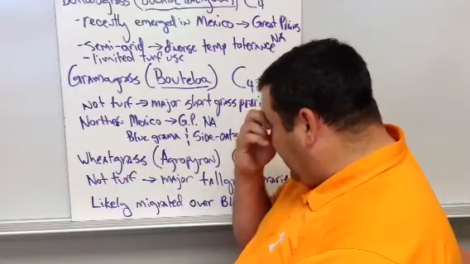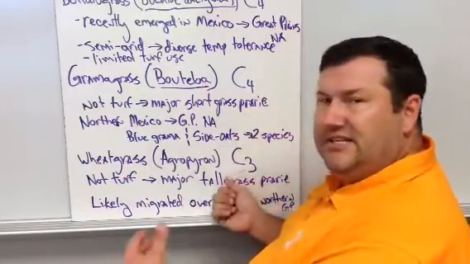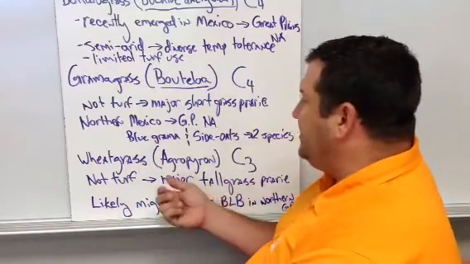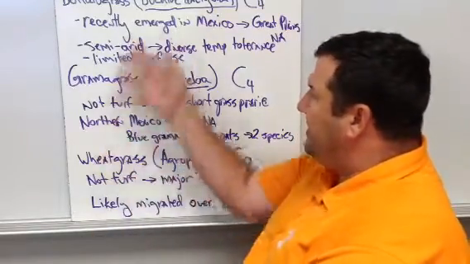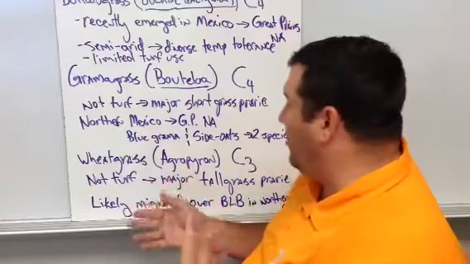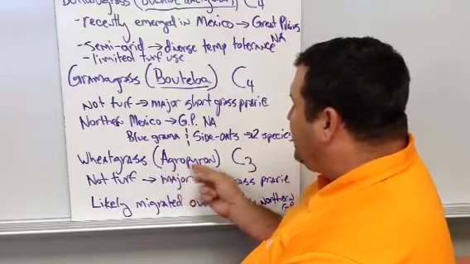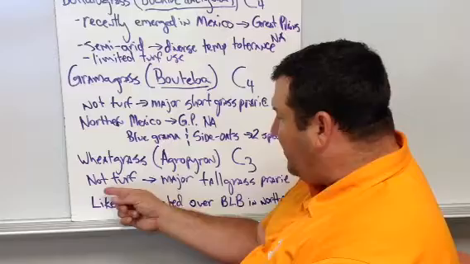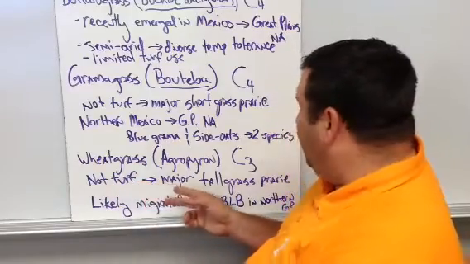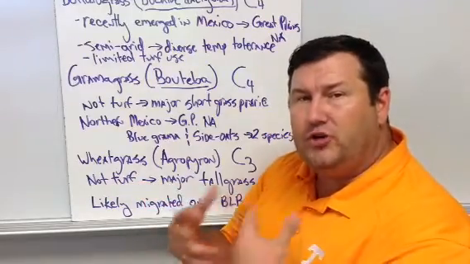Wheatgrass is a species of grass. Interestingly, it's a C3, so technically it's not a warm season grass, but it's related to these other two in terms of where it's found, so I included it here. And that's the Agropyrons. Not turf grasses, but a major component of what is called the tall grass prairie.